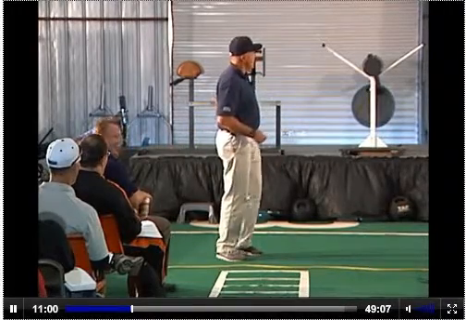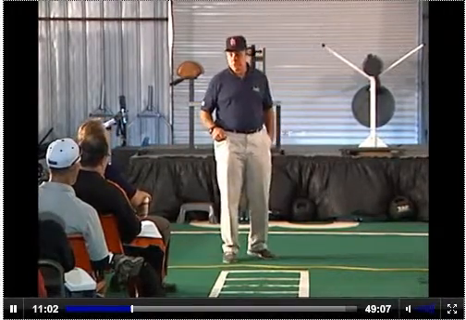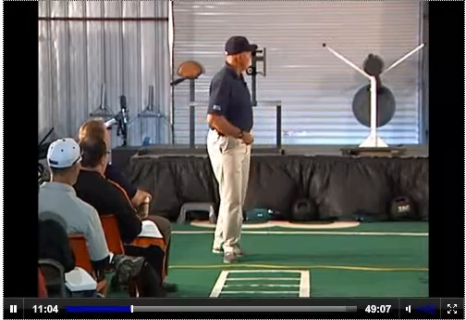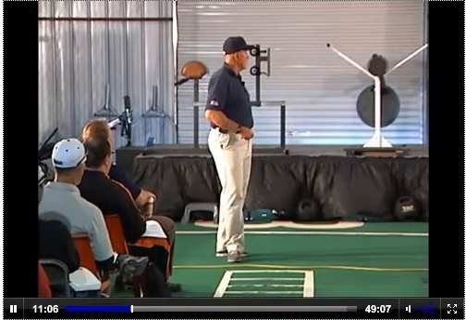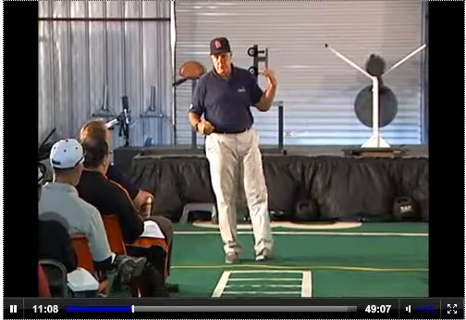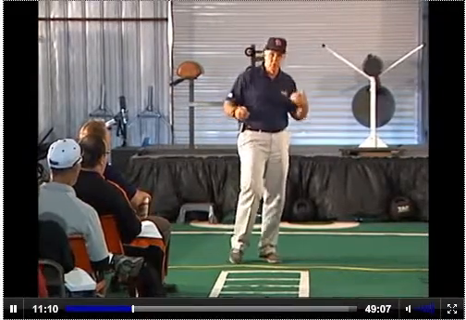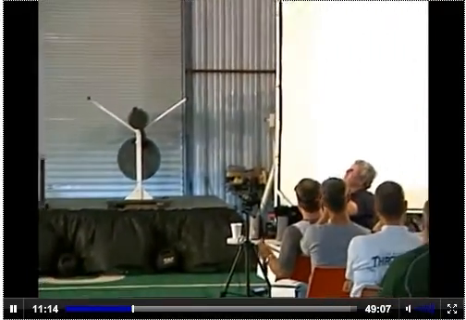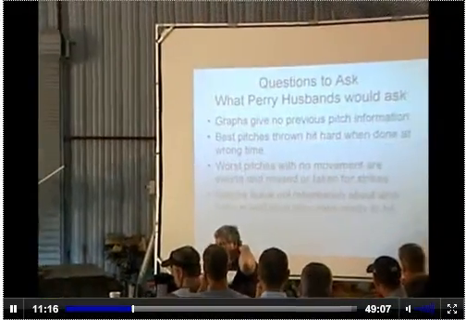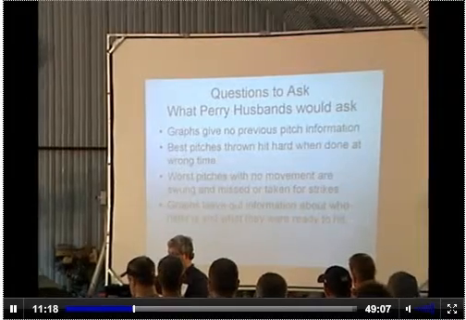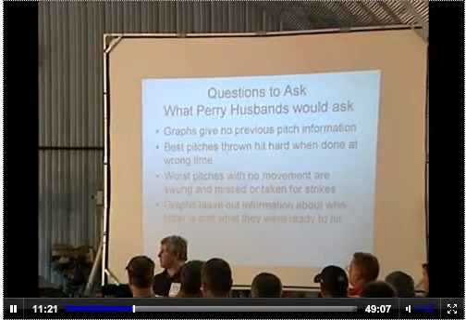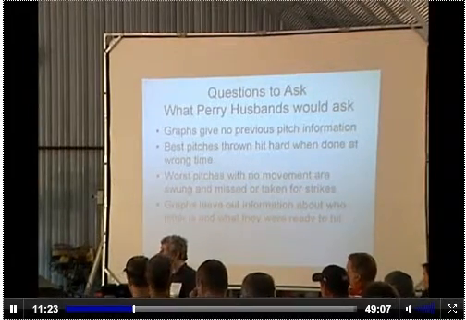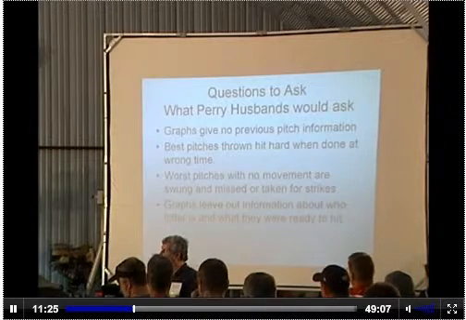The graphs, what he would say, the graphs give no previous pitch information, which is very true. Okay? The best pitch thrown can be hit hard when done at the wrong time. Well, you'll see what he talks about, throwing the pitch at the right time to the right hitter, et cetera, et cetera. The worst pitches with no movement are swung and missed, and graphs leave out information about who the hitter is. Basically, those graphs include everybody from Brendan Ryan hitting .196 to Pujols hitting .370. Okay, that's those numbers. Go ahead.